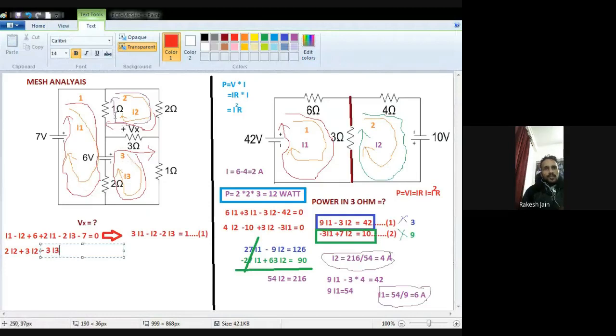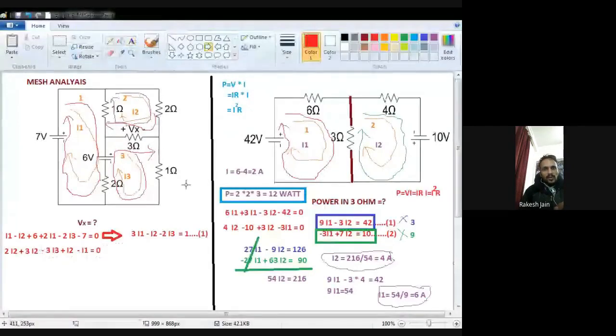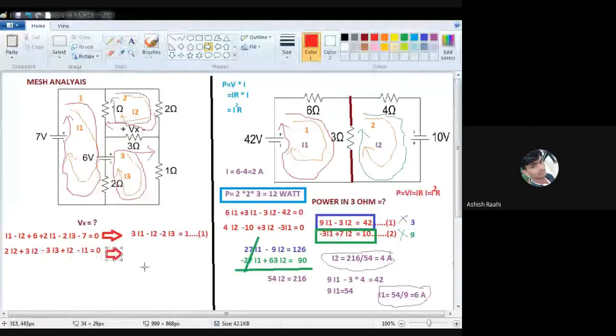Then the 1 ohm resistance, but my current is I2, so I write I2 multiplied by 1, that is I2, and another current I1 is in the opposite side, so minus I1 multiplied by 1, is equal to 0. So can you understand this equation? I will go for the simplification. Yes, sir. Again, mute your mobile.